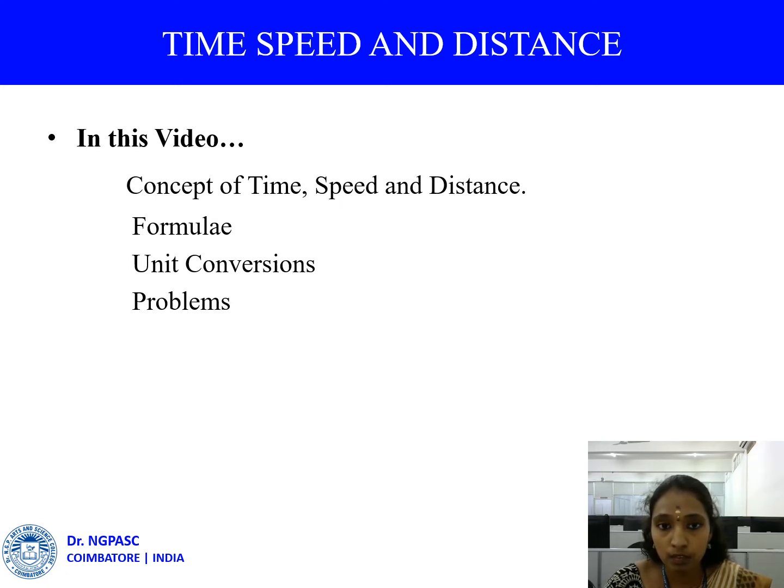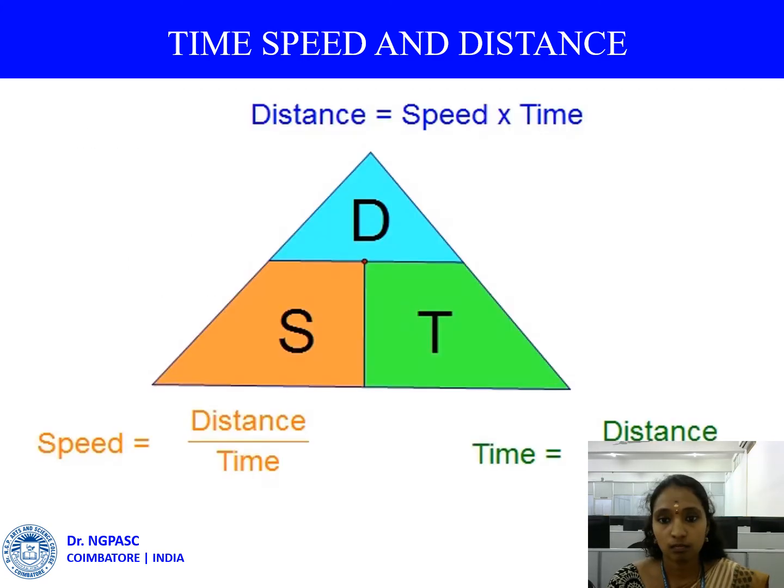Unit conversions means, suppose time can be mentioned in hours, minutes and seconds. Based on that, we need to convert the units from hours to minutes, minutes to seconds, and then seconds back to hours. So this will be unit conversion. After that we need to see the problems based on time, speed and distance.